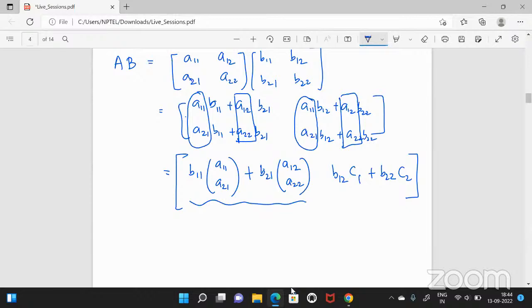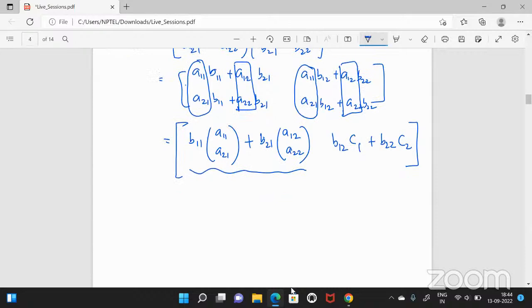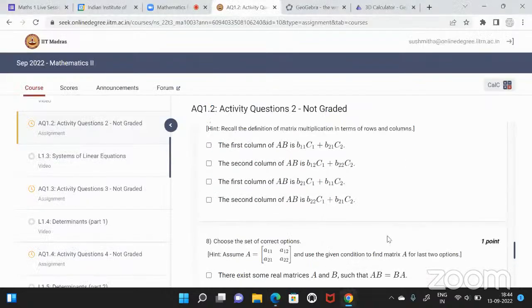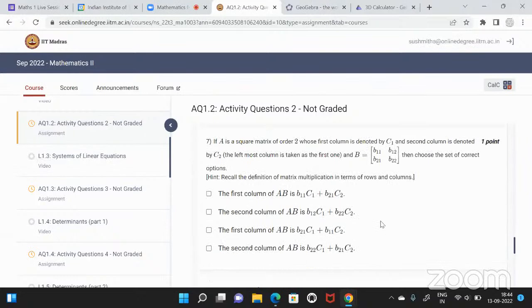Is it clear? The person who had the doubt, is it clear? Yes, ma'am. It's a little confusing. I will try again. Yeah, you just write it down and then you will be able to get this.